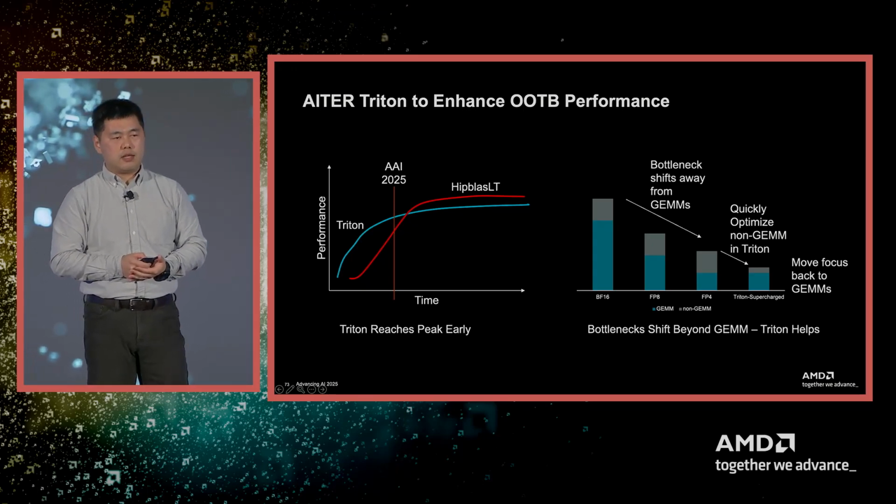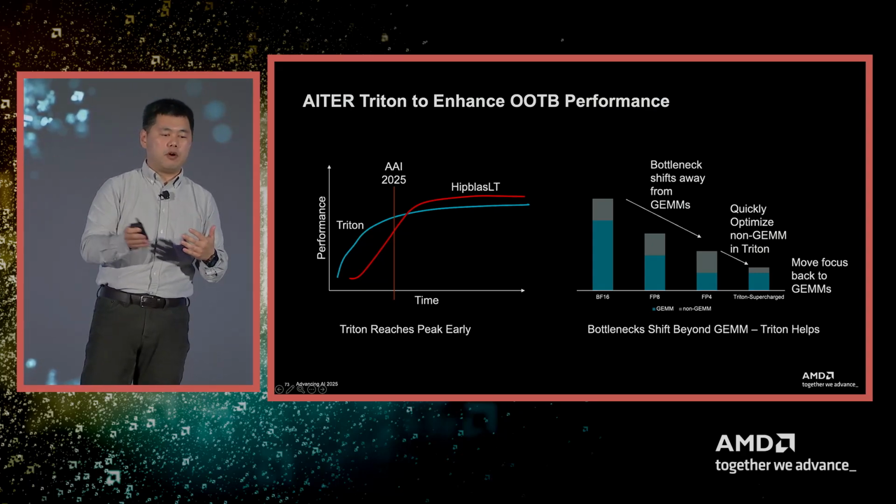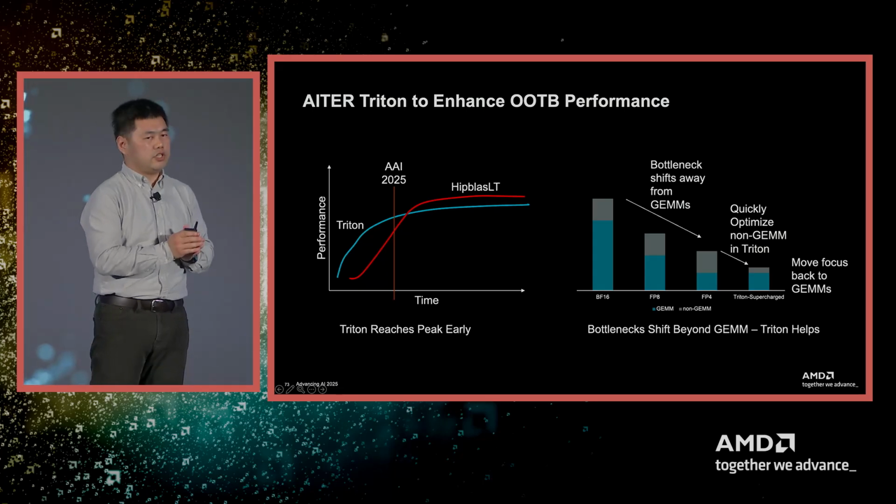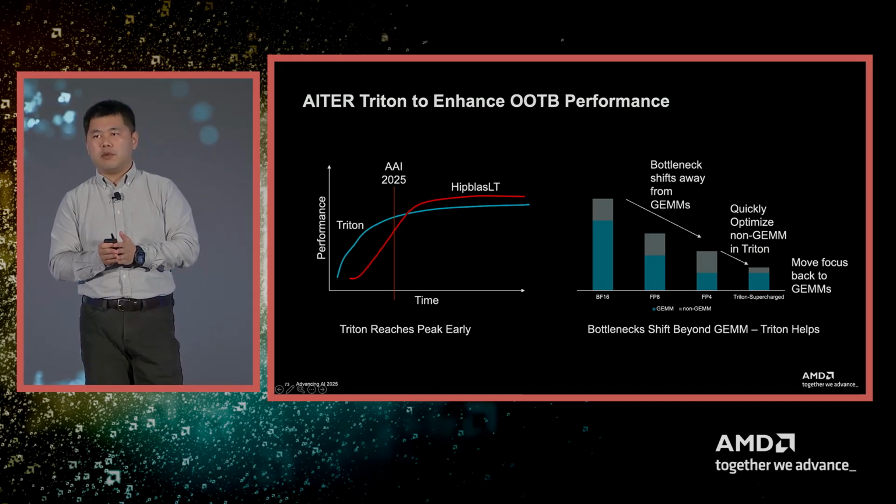So those are a great example to show how you as a developer can use Triton and AITER to develop your own kernels and achieve good performance sooner.